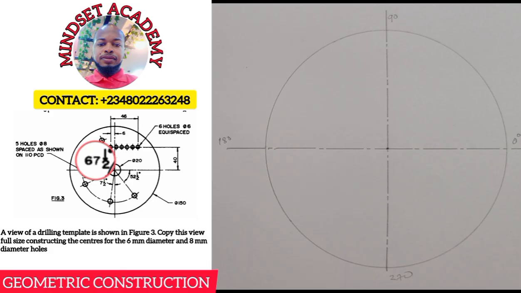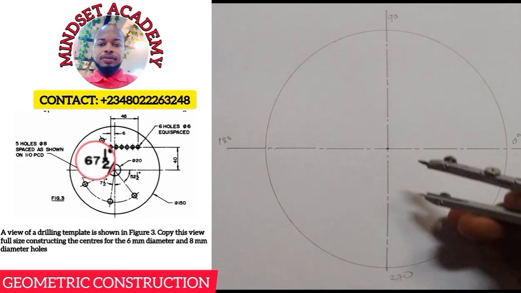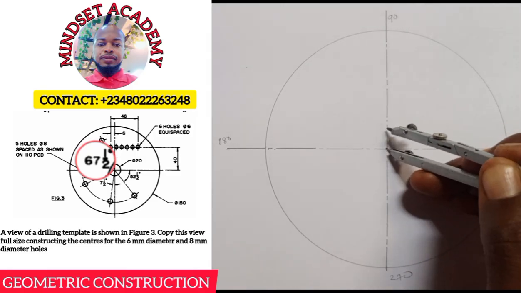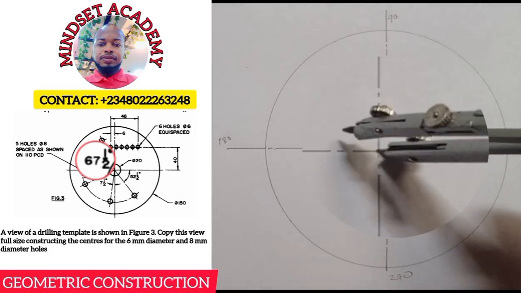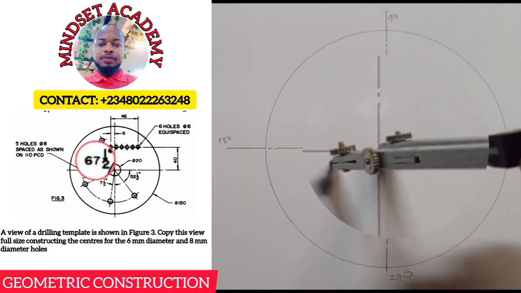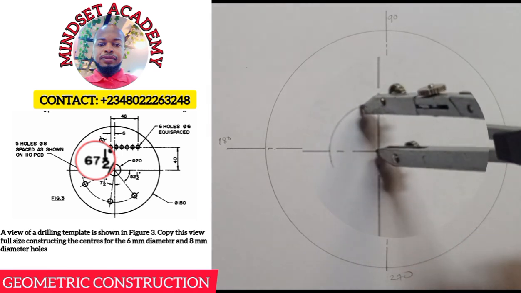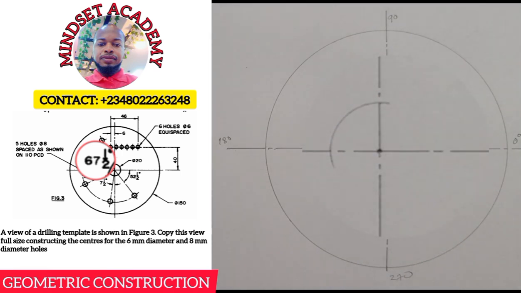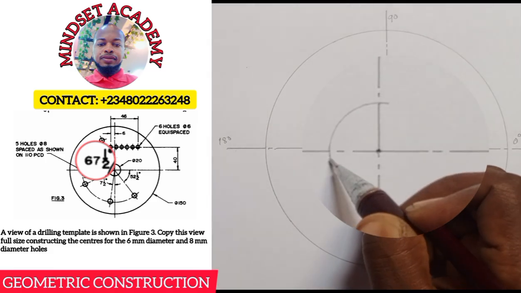So the first thing I want to construct is 67 and a half. So how can I construct 67 and a half? This is what I'm going to do. Take your compass. I'm not using my protractor, just your compass, because the question says we should construct. So when I place it at the center point here, I'm going to strike an arc this way. Can you see that? Where the arc meets here, let me just call it point P.